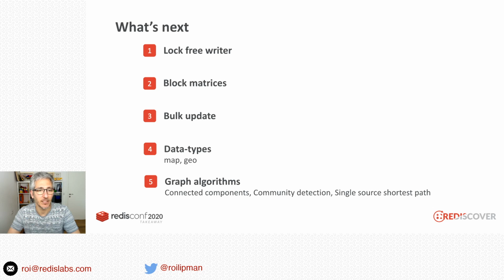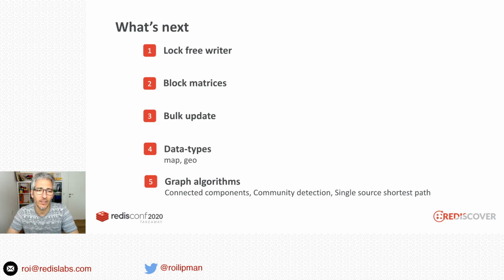The third one is bulk update. We have a utility to load a new graph fast into RedisGraph, and so the current utility only allows you to quickly insert new graphs. You cannot update an existing one, and so we want to extend the support for the bulk insert operation to also support bulk updates of existing graphs.